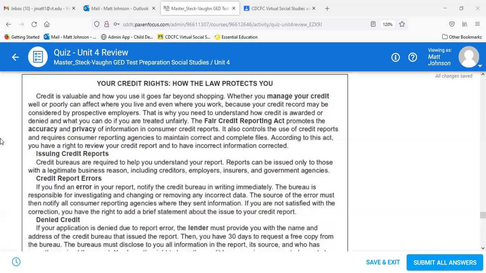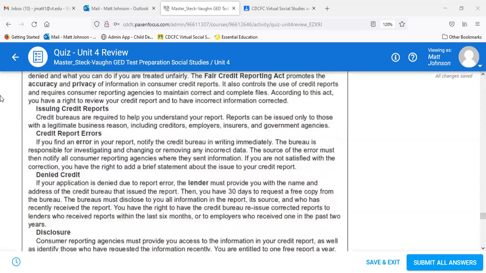Credit report errors. If you find an error in your report, notify the credit bureau in writing immediately. The bureau is responsible for investigating and changing or removing any incorrect data. The source of the error must then notify all consumer reporting agencies where they sent information. If you are not satisfied with the correction, you have the right to add a brief statement about the issue to your credit report.